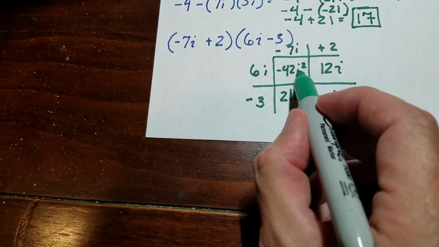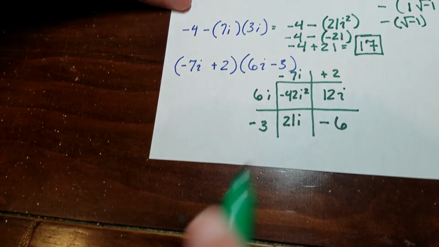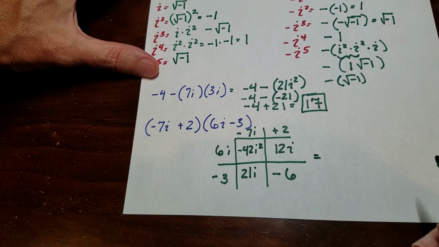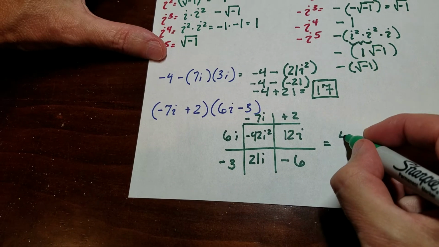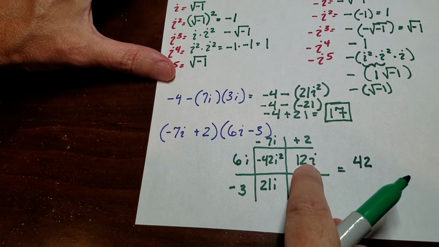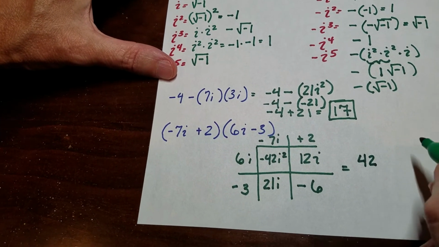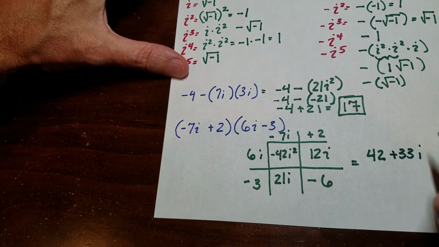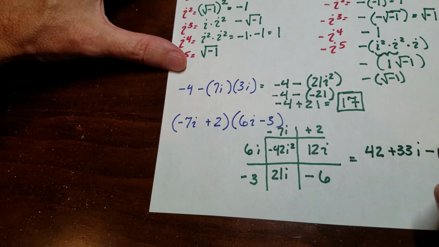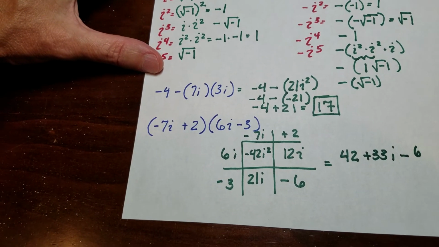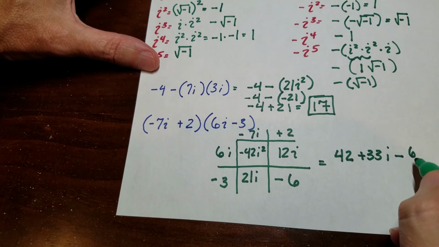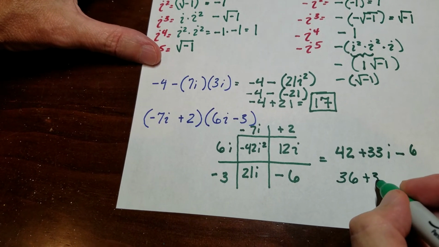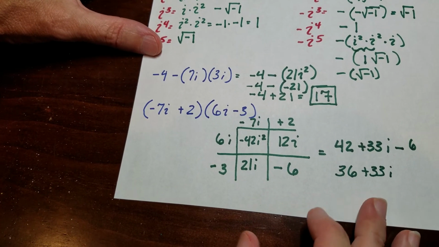So this is negative 42i squared. And remember, i squared is a negative 1. So negative 42 times negative 1 is 42. So I have a 42. And then I have a 12i and a 21i, which is a 33i. And then I have this minus 6. So then I'm going to do 42 minus 6, which is actually 36, plus 33i. So that's all there is to it.